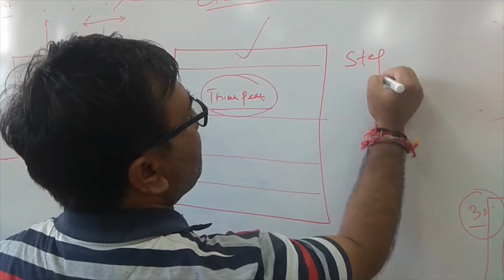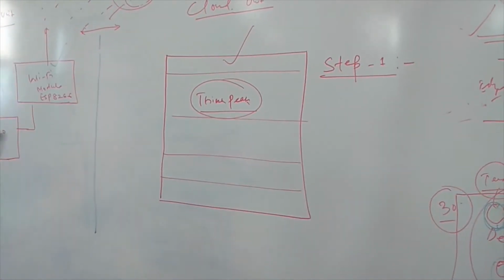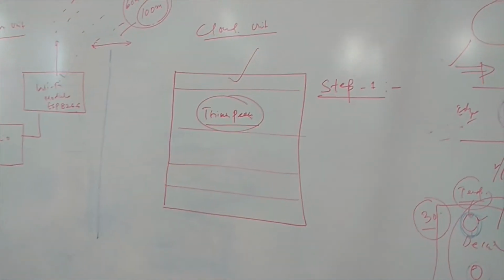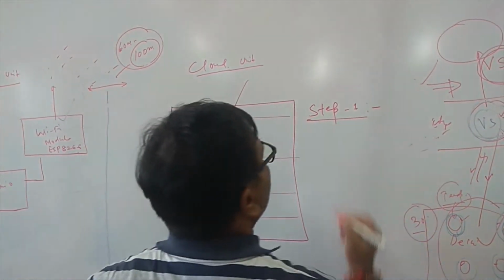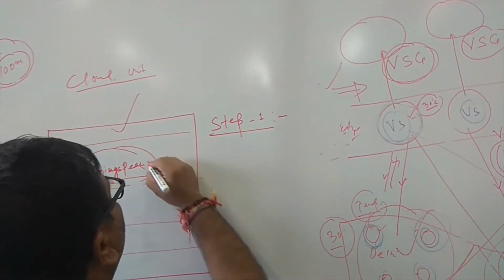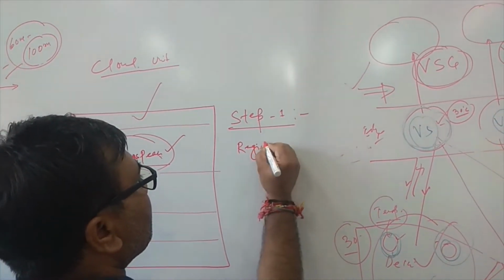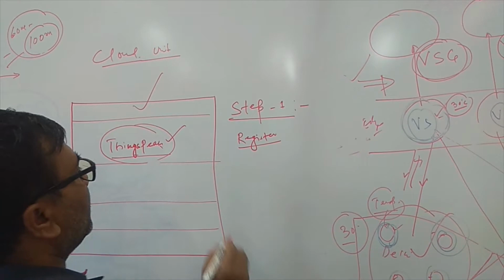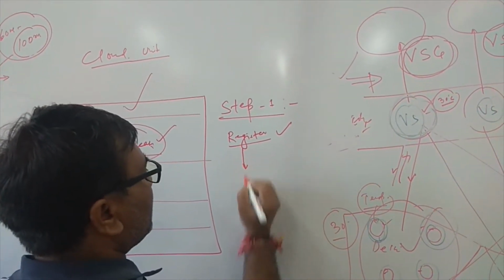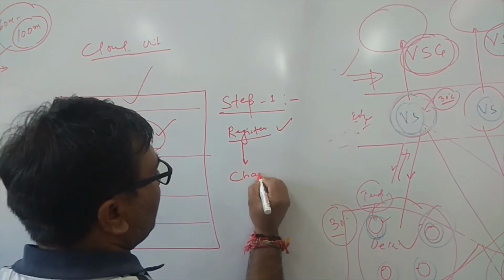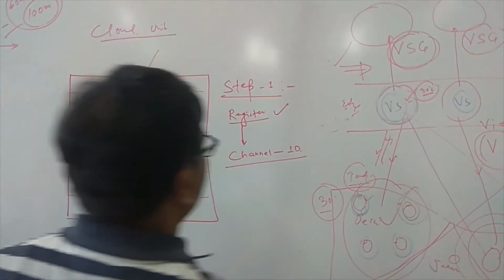Step 1, how you can implement. So first step is, spelling ThingSpeak, right? THINGS and peak. Step 1 is first register yourself, register with your Gmail account. After registration, you will receive one channel ID. Channel ID. This is very important, right?